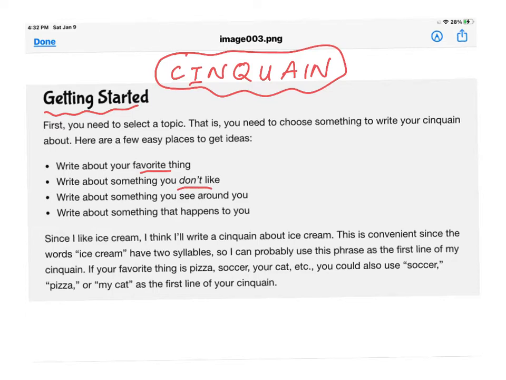I could also write about something that I don't like. Okay? I could also write about something that I see as I look around the room. I could write about my family. I could also write about something that's happened to me.